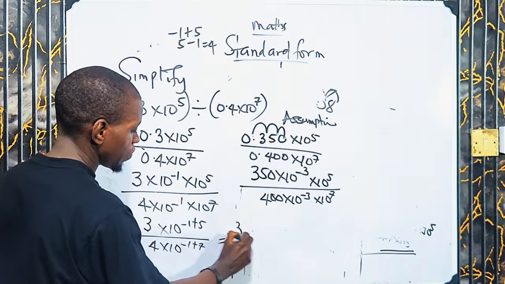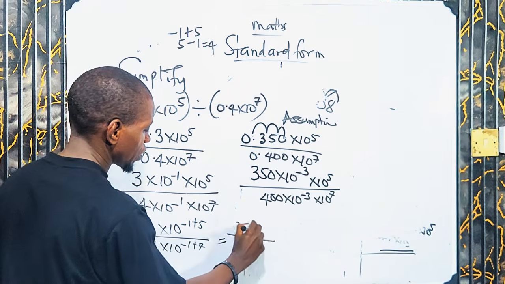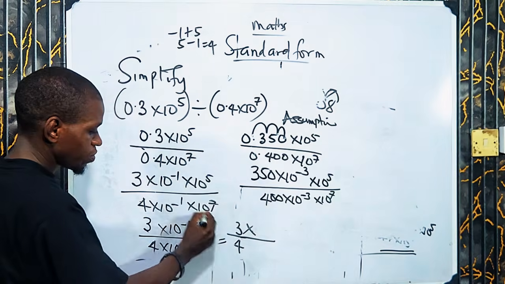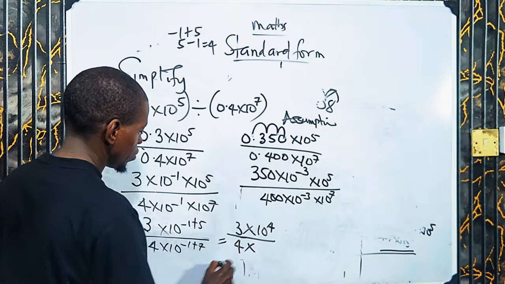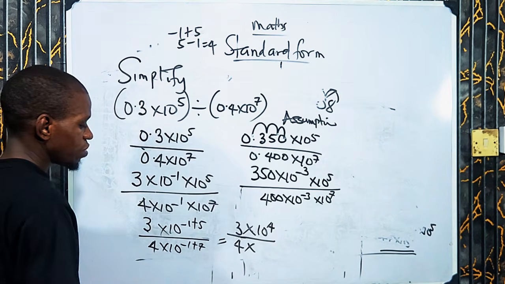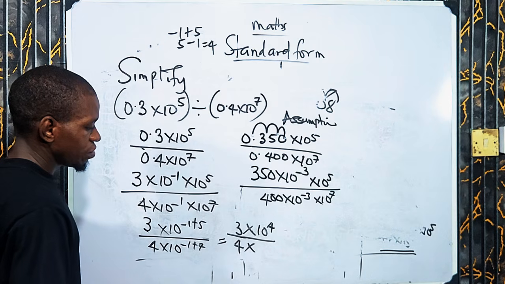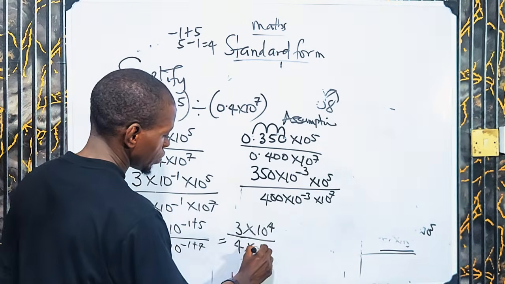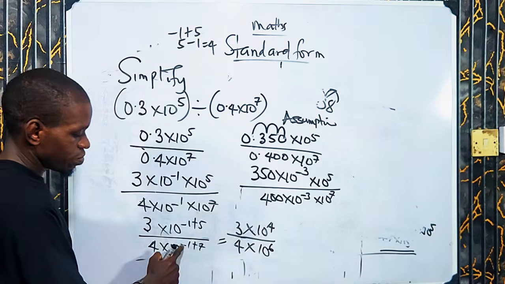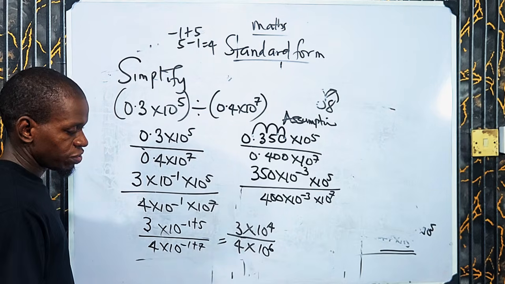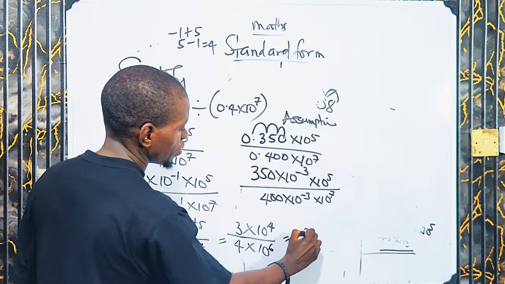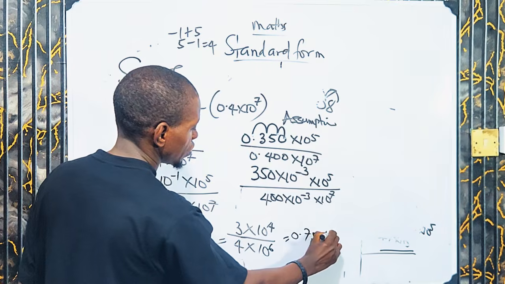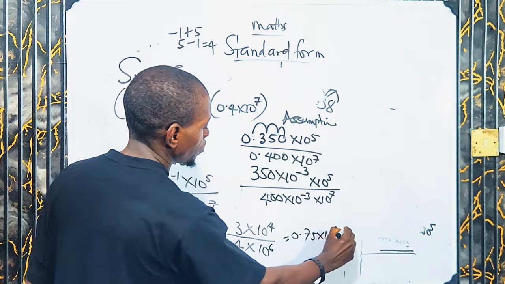Let's say 3 over 4, times, if you add up this power, 10 to the power 4, all over 10 to the power what? The one below is going to be 10 to the power 6, because minus 1 plus 7 gives me 6. Then 3 divided by 4 gives me 0.75 times 10 raised to the power 4 minus 6.